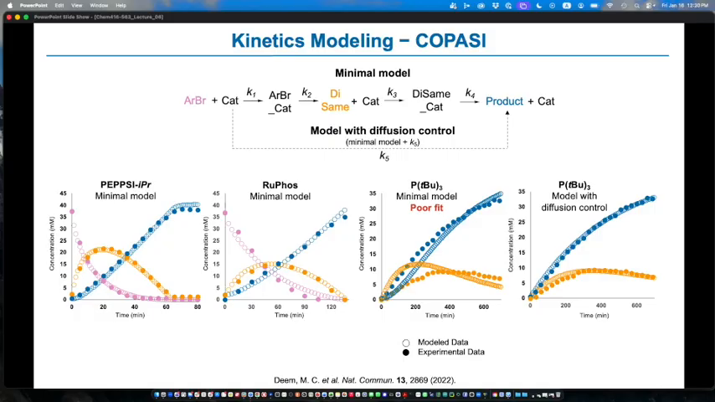You're missing your base. I don't even have base in my model. Yep. And you're missing the nitrogen.